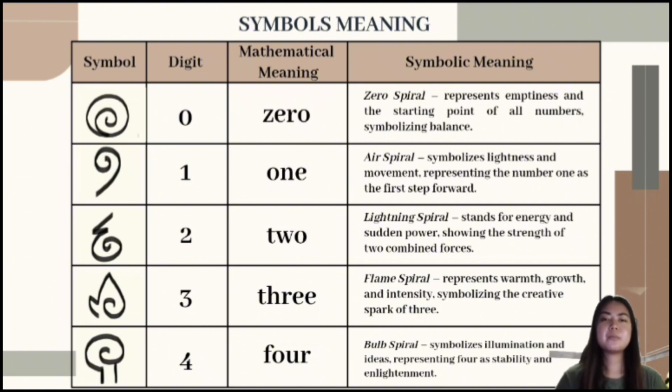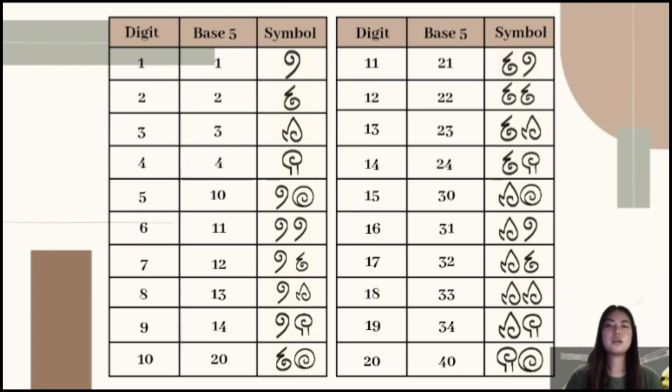In our system, each number is represented by a spiral symbol that also has its own meaning. Zero spiral for 0, which stands for emptiness and the starting point of all numbers. Air spiral for number 1, lightning spiral for number 2, flame spiral for number 3, and bulb spiral for number 4. These symbols are the foundation of the ZADS number system.